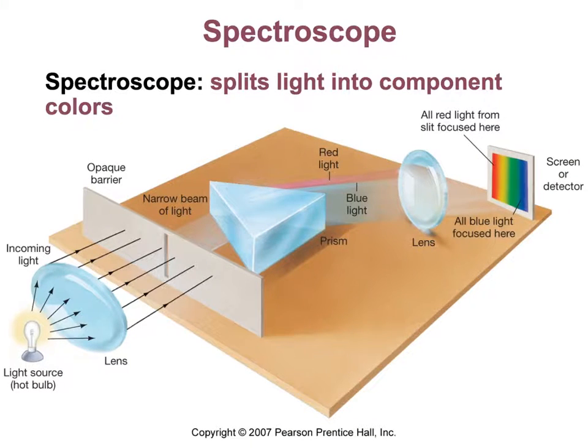So the spectroscope is going to split light into each of the component colors. You guys were able to look through this and see that. If we look at, say, a light source here passing through a diffraction grating or a prism, we can then see all of the colors here. We could see the red light focused on one side, the blue on the other. So long and short wavelengths would be separated.